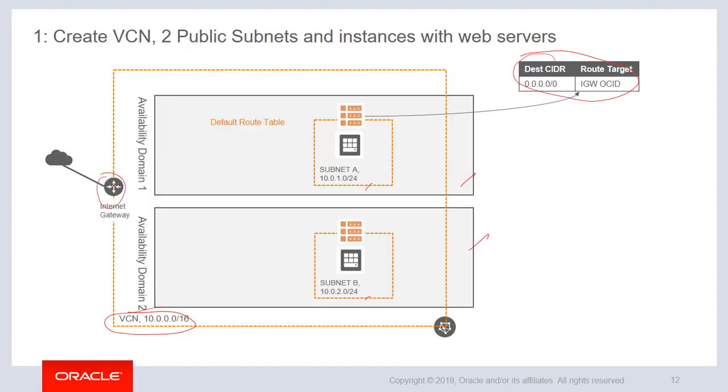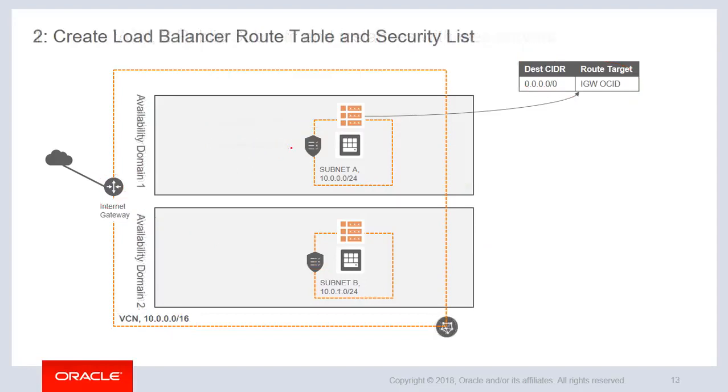So the traffic goes here, and the traffic is going here, right? Very simple. And then we have a security list which is open at port 80, so I can reach the web servers on these 2 different subnets.